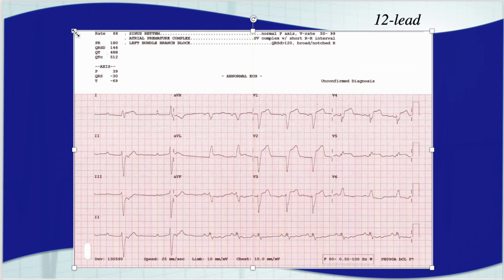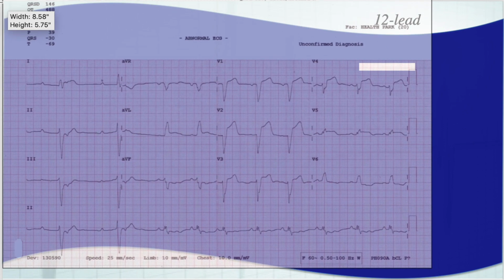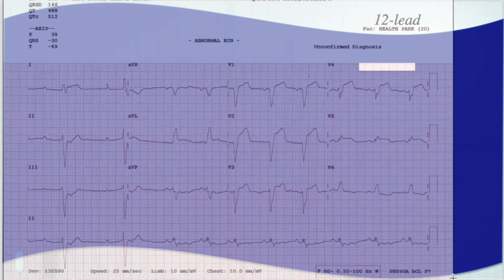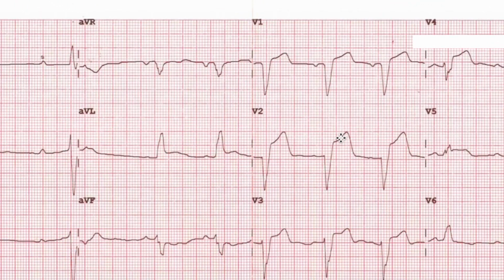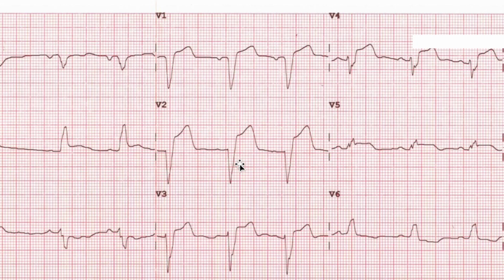I'm actually going to make this a little bit bigger. And just looking at it again, if you look at V1, V2, V3, let's concentrate on that discordant elevation we were talking about. If you look at how much elevation you have here, I think we said we had 6 millimeters. Let's just go with 5 because that baseline is a little bit above there. So let's say we have 5 millimeters of ST segment elevation.